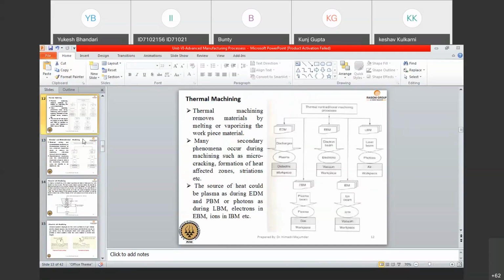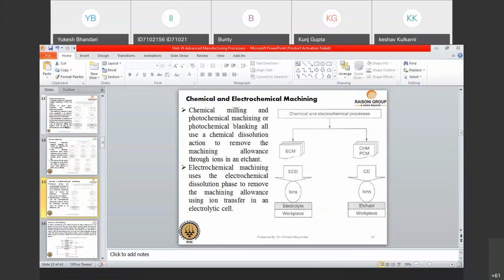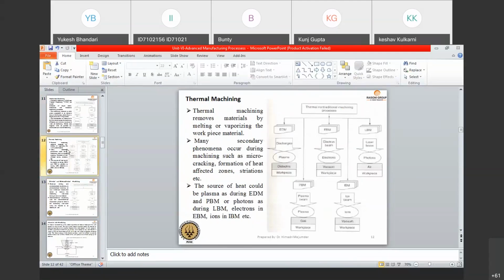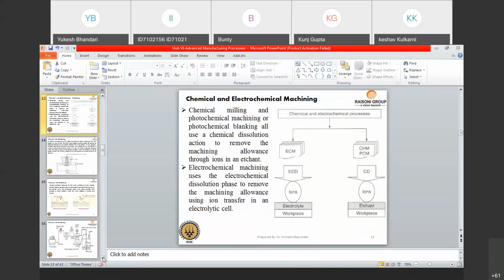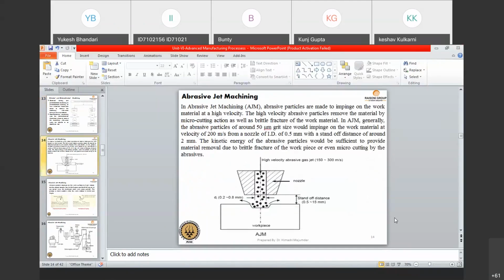So we have seen many processes, and we have also gone through the main criteria of thermal machining as well as mechanical machining and chemical and electrochemical machining. Now let's start with a special manufacturing process, a very useful NTM process, which is abrasive jet machining. Now we will see what abrasive jet machining is.